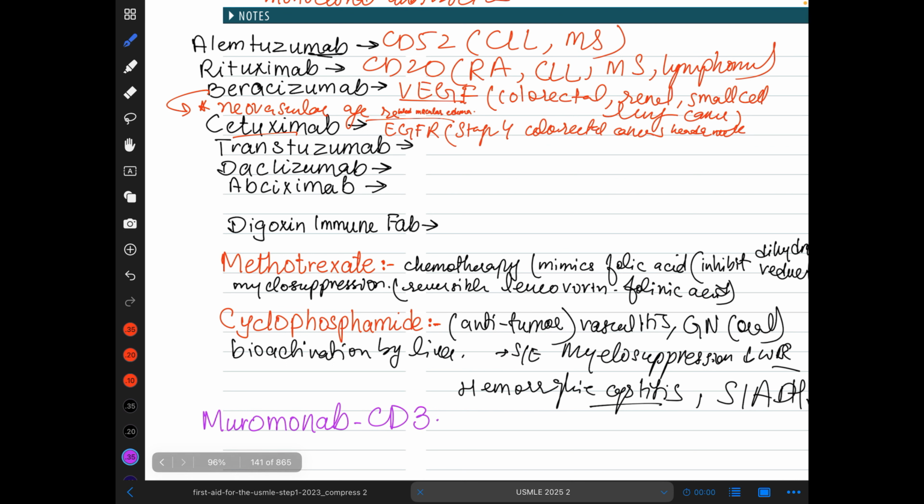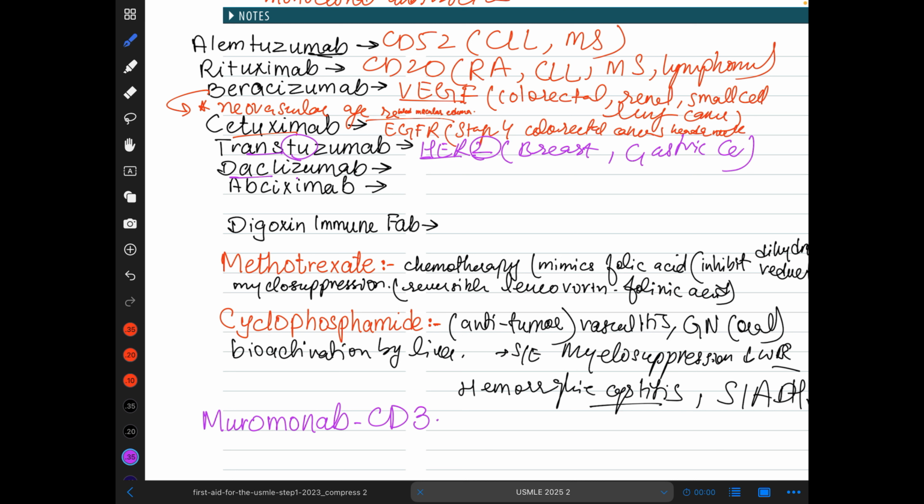Next we have trastuzumab. Trastuzumab is mostly for HER2. If you focus, they have Trans2. They are targeting HER2, which is responsible for breast and gastric cancers.